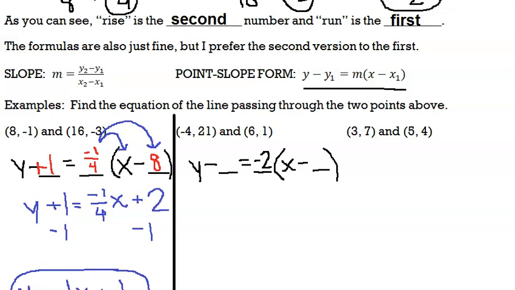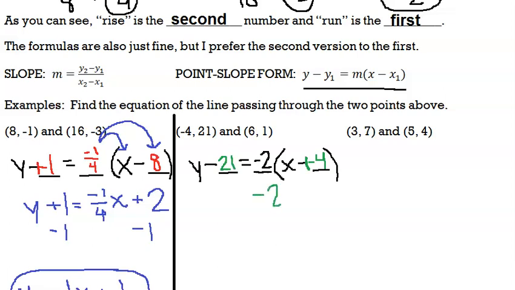Now, again, it does not matter which point you pick. I'm going to pick the first point. I'm always going to pick the first point. That way, nobody ever has to ask me, hey, Mr. Ben, why did you pick this point? That's just me. So, I'm going to put negative 4 right here. Oh no, 2 negatives. Make it into a positive. And then I'm going to pick 21 for my y value. So again, I'm using the first point.